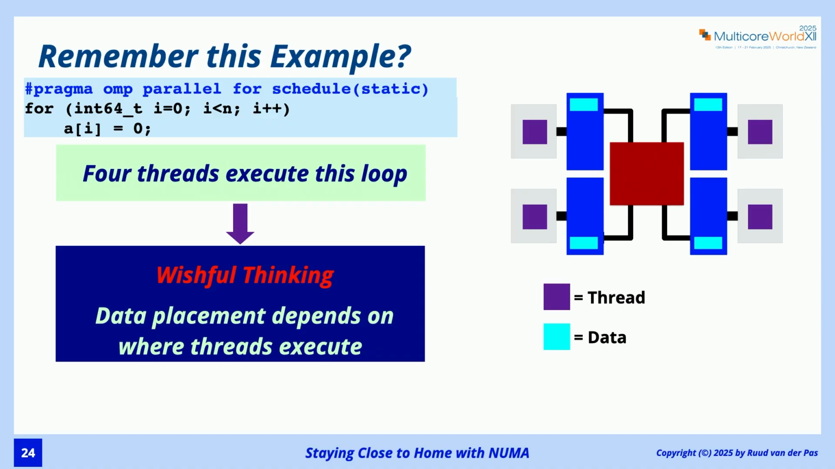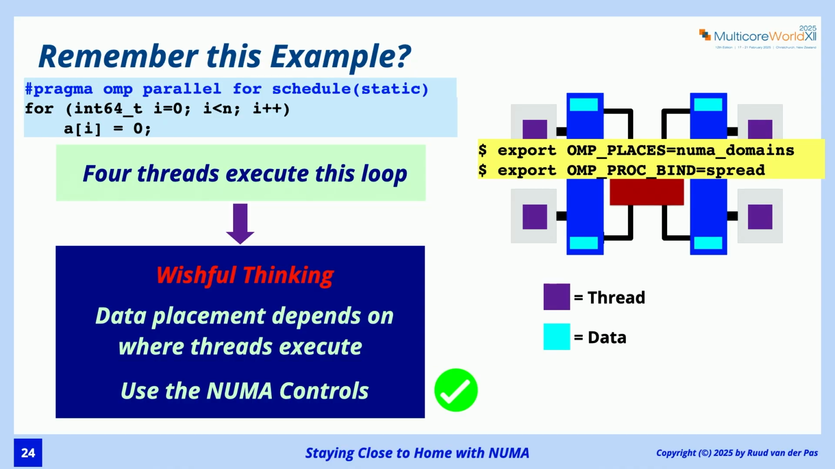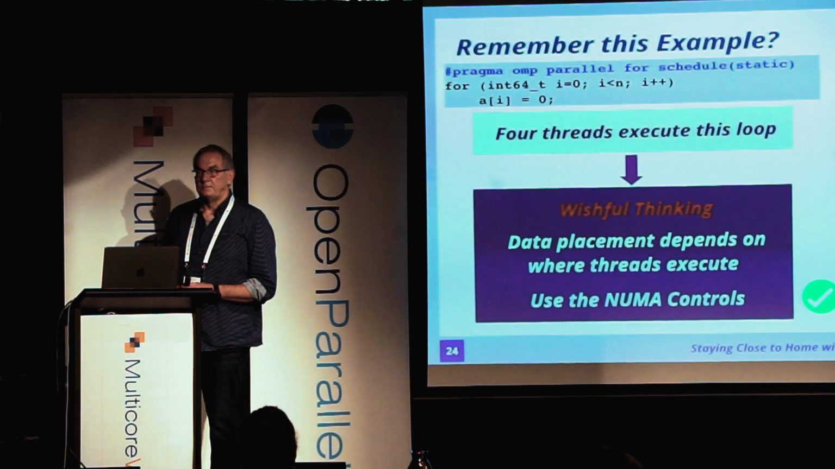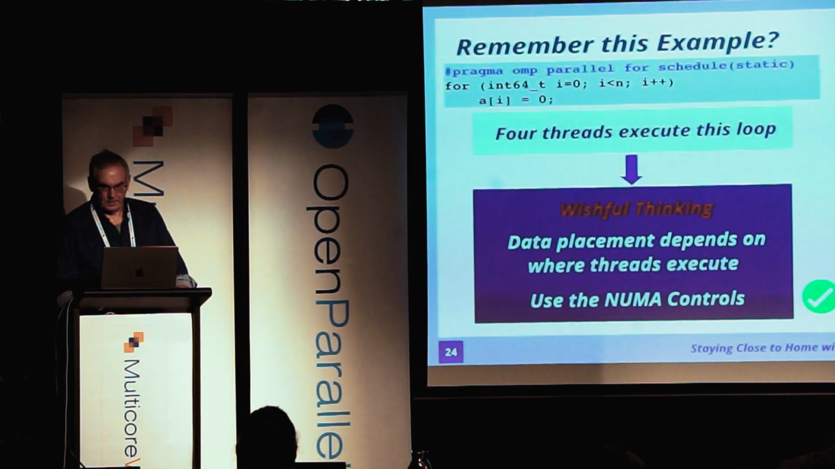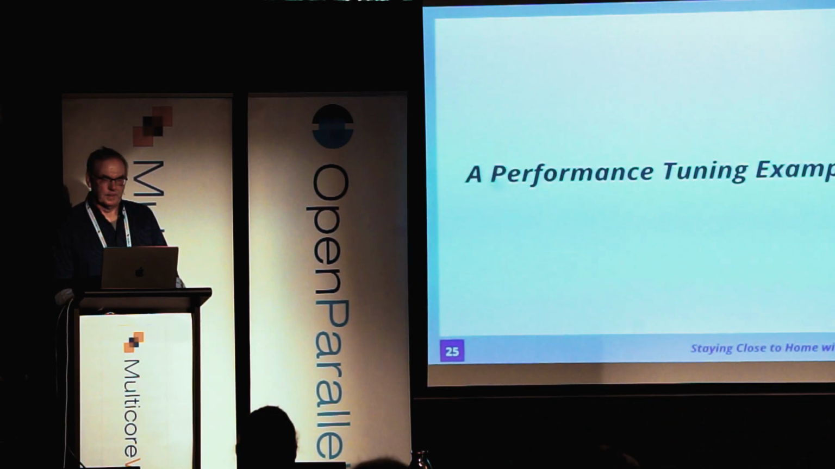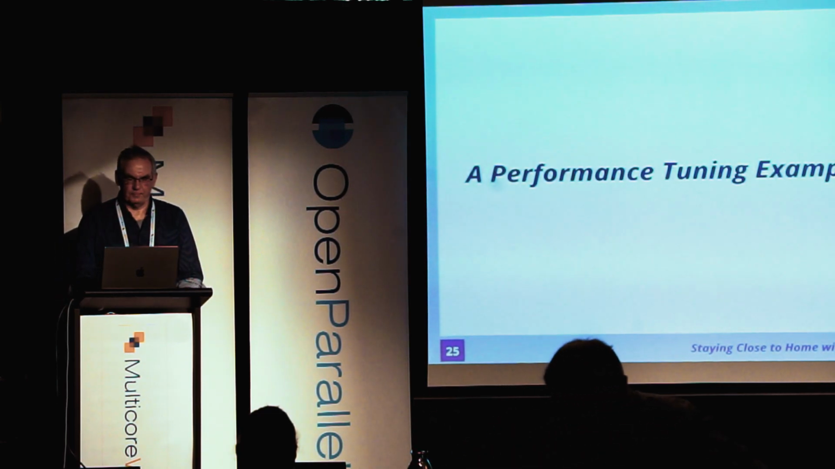So you've got to go a little further, and that's why I brought up all this stuff. Because what you need to do, in this case, you need to tell it: my places are those 4 NUMA domains, and I want to have those threads spread out. So I want to use all those domains, and in that way, I guarantee that I get what I wanted. No more wishful thinking. So we're almost there, but not yet. But with this, that'll work. And I want to finish with a performance tuning example.